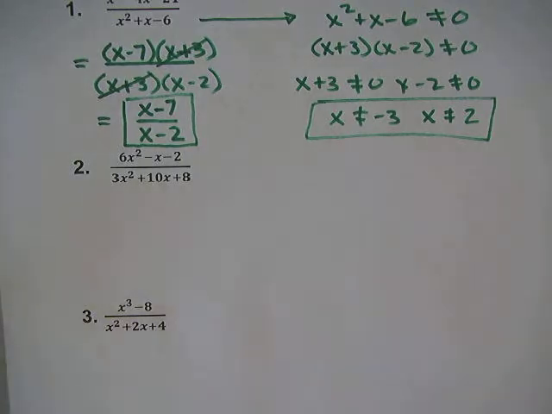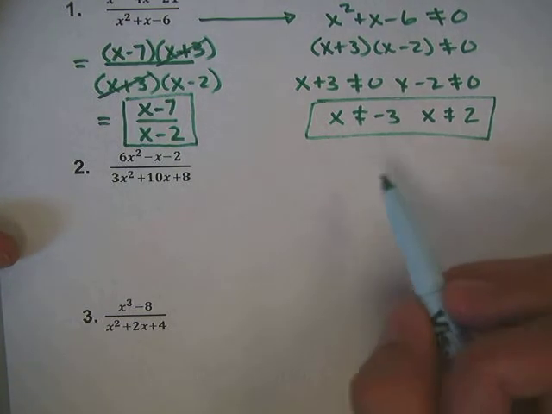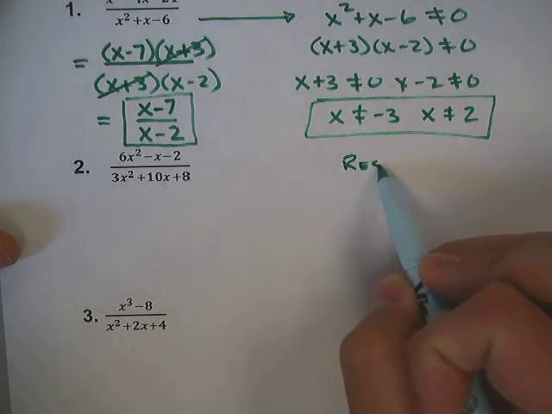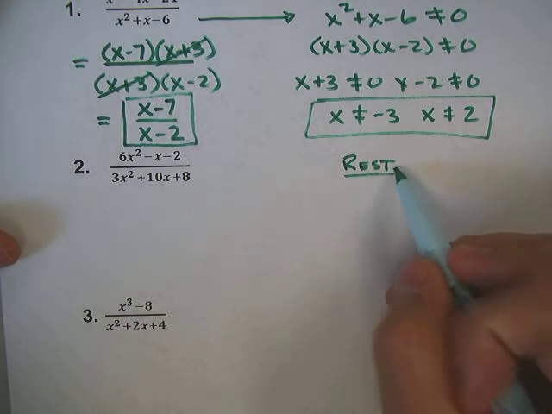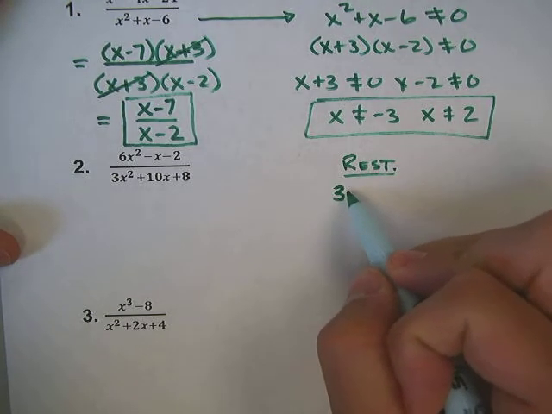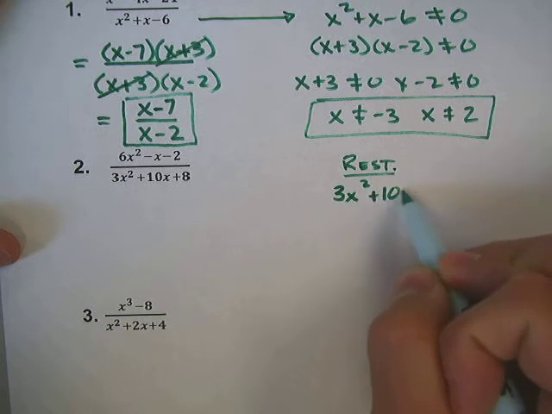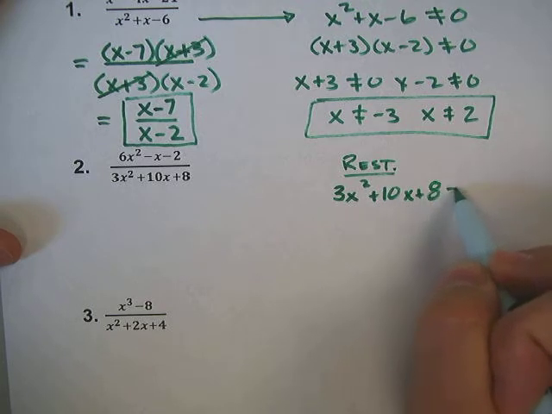Okay, so let's try the second one. As we go, you can make this pretty easy. If you just want to try this on your own, you can always pause what I'm doing, try it on your own, and then go from there. So let's start with restrictions first. Okay, restrictions. So I'm going to take my bottom.